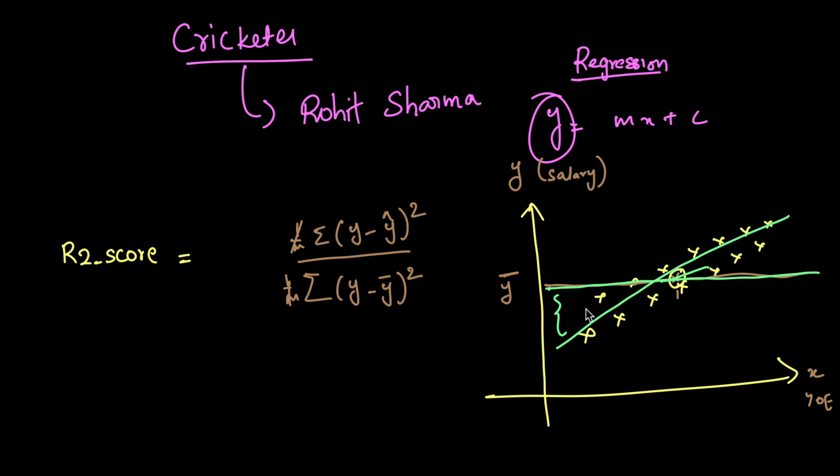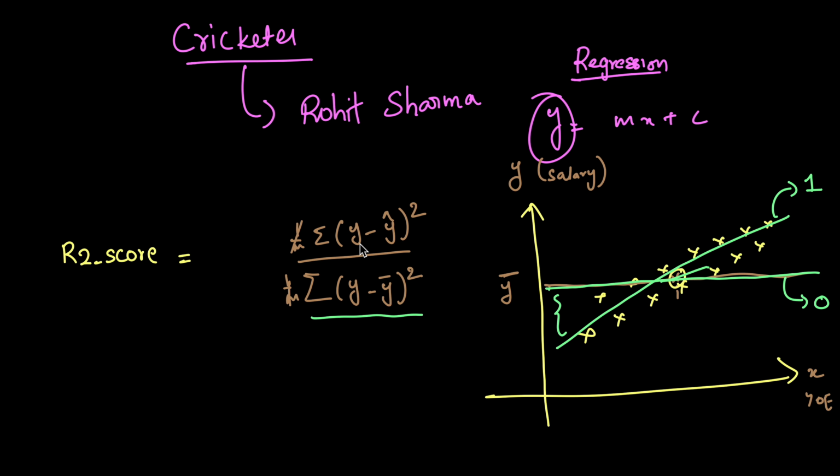And we need to check how good the line is. That means this is the best line. That means for this, we need to get a value near 1. And for this, we need to get a value near 0. So let's check. So if the numerator and denominator are the same, then we'll be getting 1.